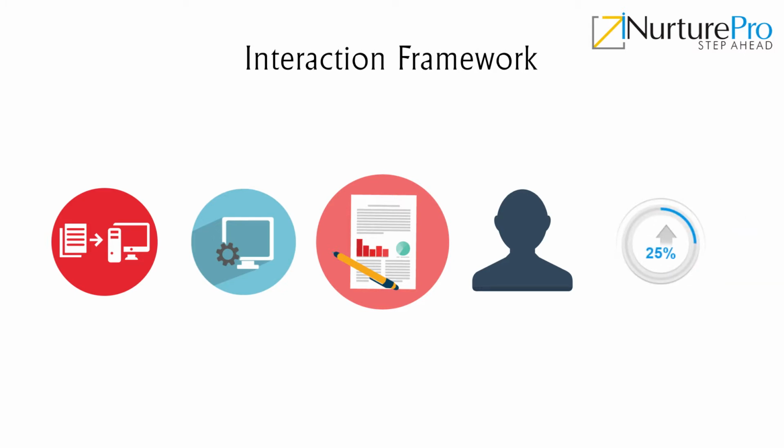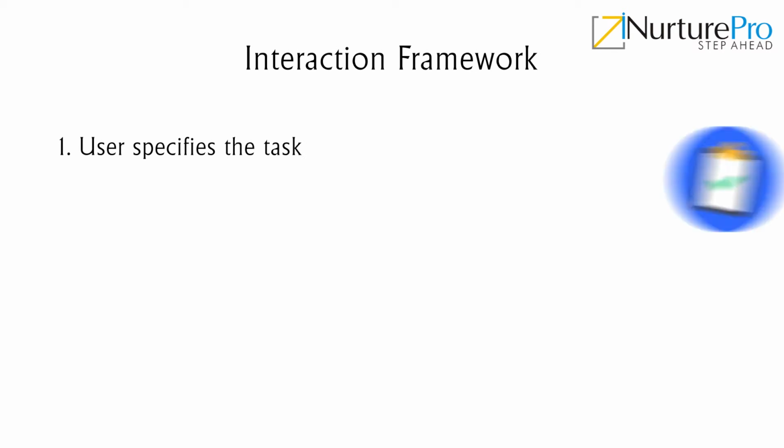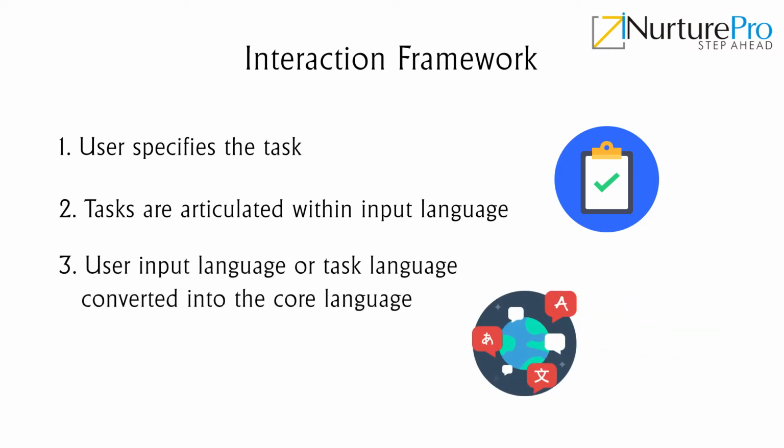In this interactive cycle, there are four steps. 1. The user specifies the task. 2. Tasks are articulated within the input language. 3. The user input language or task language is converted into the core language. 4. The system performs the task.